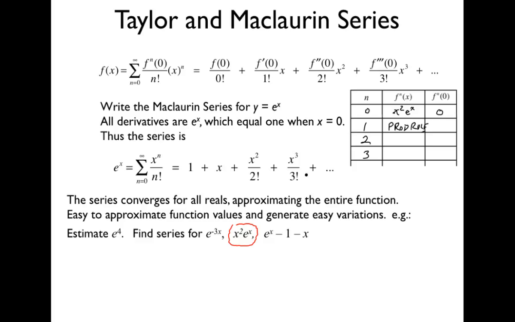If e to the x is this, then what's the power series expansion for x squared e to the x? It's going to be the power series, n equals 0 to infinity, of x to the n plus 2, because I'm multiplying x squared into my function, e to the x, over n factorial. And what will those terms be now? x squared, x cubed, x to the 4th over 2 factorial.